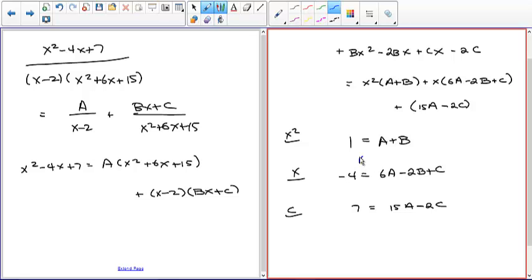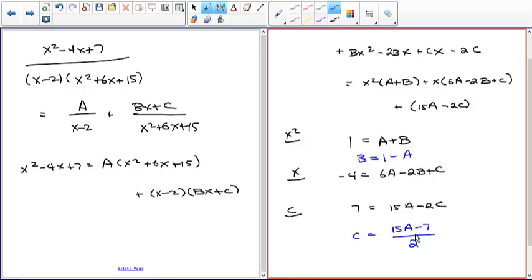So we're going to solve this for b. B equals 1 minus a. Solve this one for c. So c is going to be 15a minus 7 divided by 2.